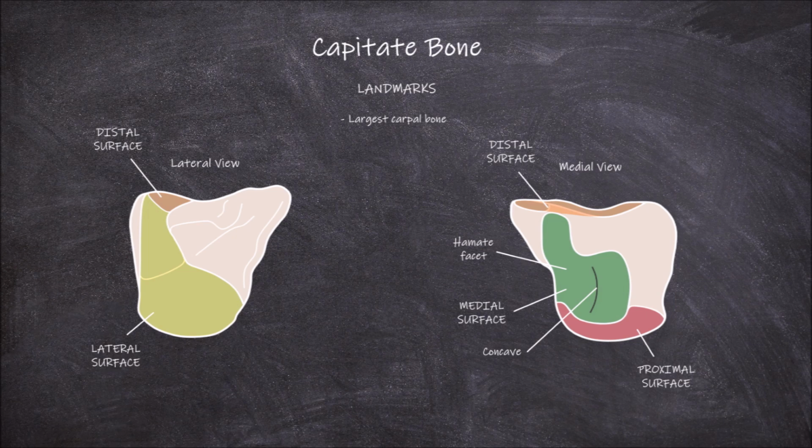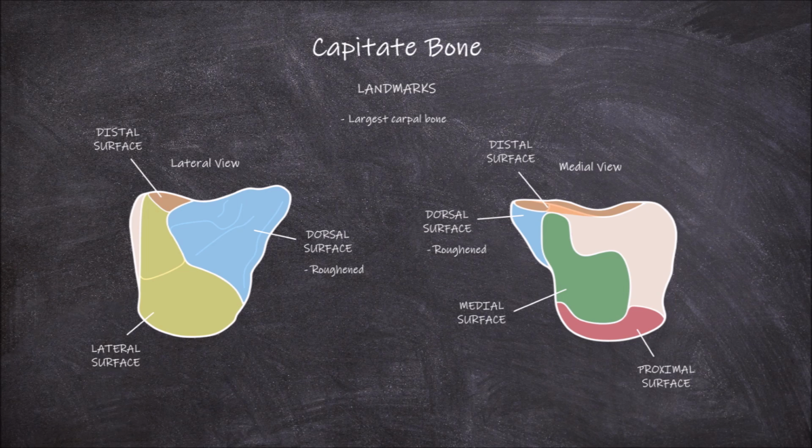The fifth surface is the dorsal surface. This surface is roughened for ligament attachment. The sixth and final surface is the palmar surface. This surface is also roughened for ligament attachment.